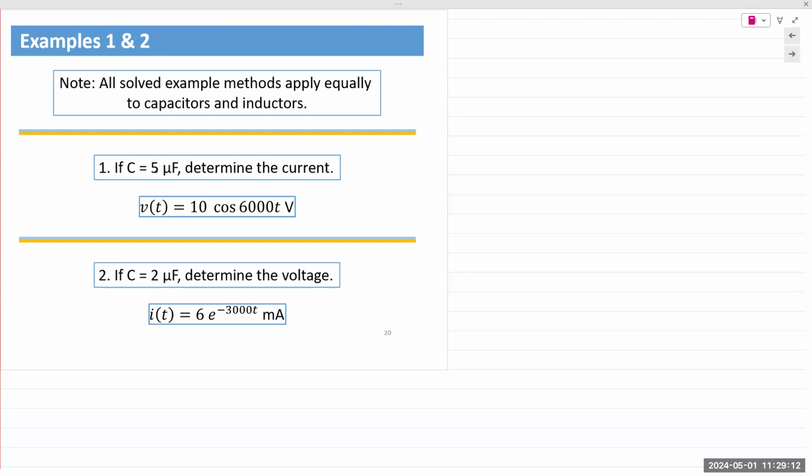Same in the sense. In example 3, we are given the voltage. We're asked to find the current. Example 4, we are given the current. We're asked to find the voltage.